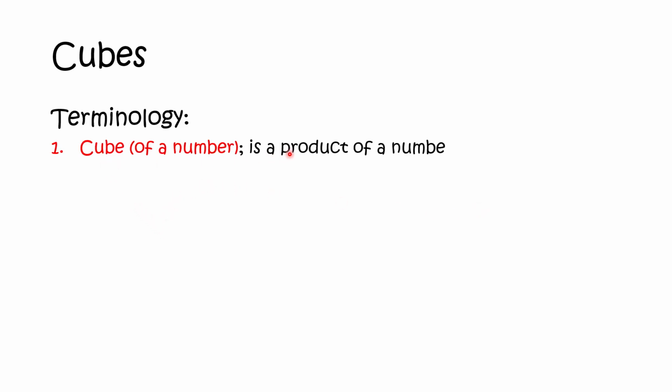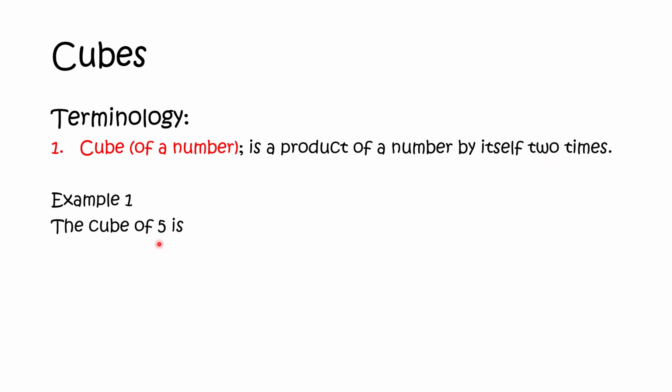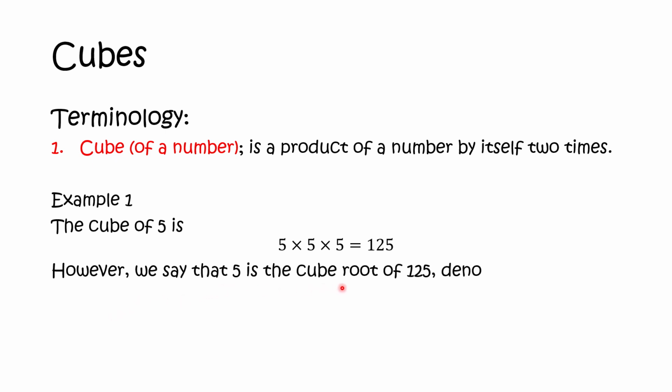Starting with the terminology, the cube of a number is the product of the number by itself two times. Example 1: the cube of 5 is 5 times 5 times 5, giving us 125. However, we say that 5 is the cube root of 125, denoted by that symbol.